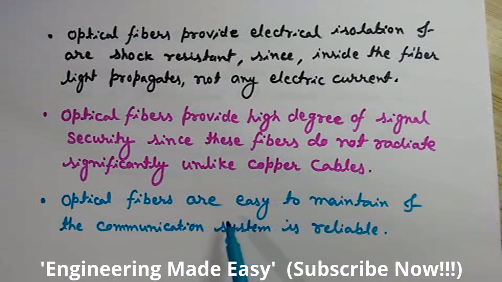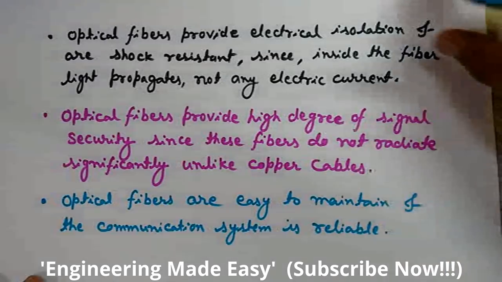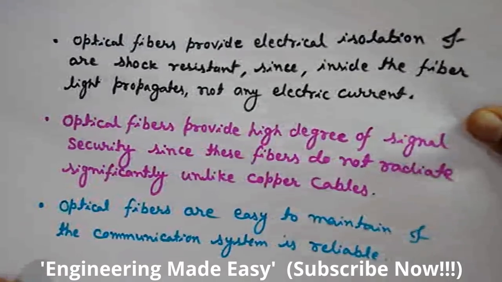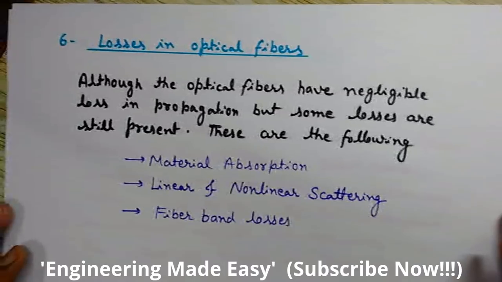Optical fibers are easy to maintain and the communication system is also reliable. You can easily maintain them. They are quite rigid and tough. So the system is also very reliable.